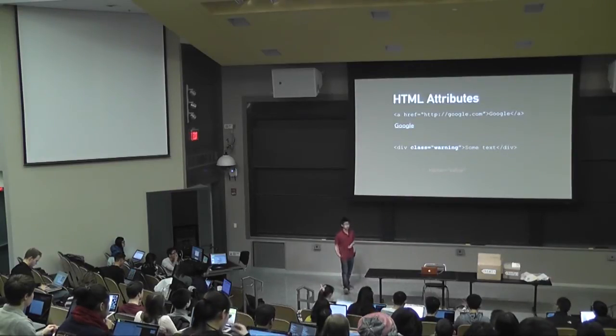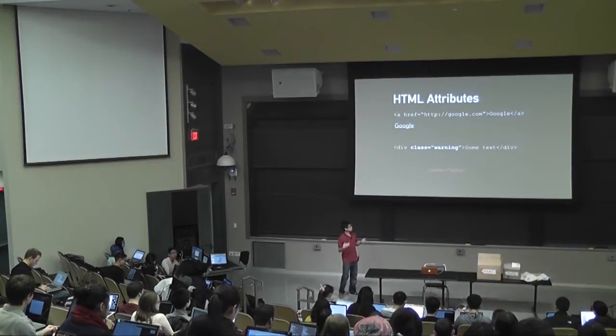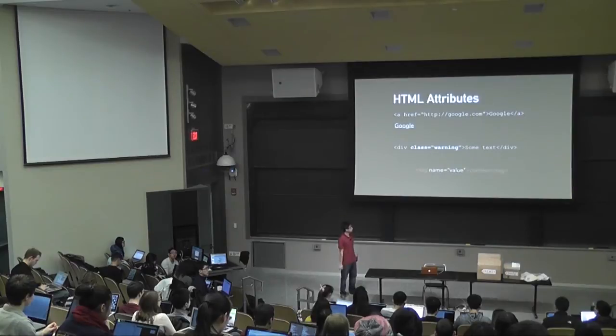So the basic format of an attribute is name, value, and that sits inside a tag, and then there's the content.